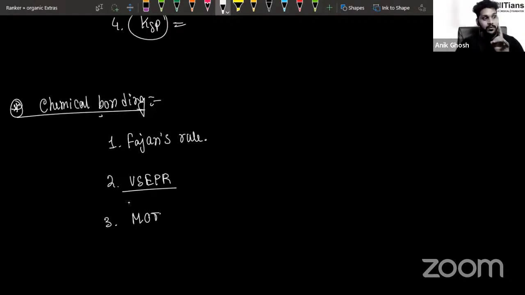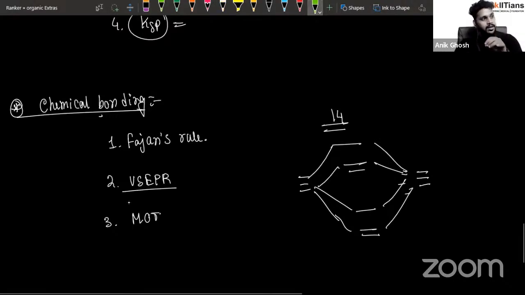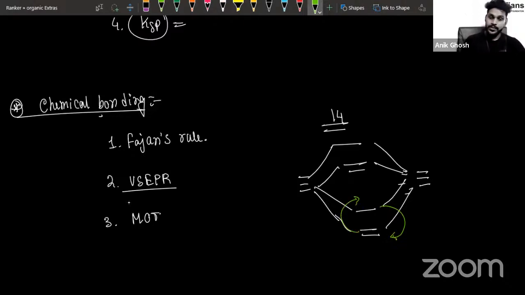Guys, when you have 14 electrons or fewer, the diagram was like this. This was the molecular orbital diagram. When you have more than 14, then the sigma changes position with the pi. Just remember this concept, and from there they will be asking you questions. If they ask you questions from molecular orbital theory, what type of questions are going to be there?